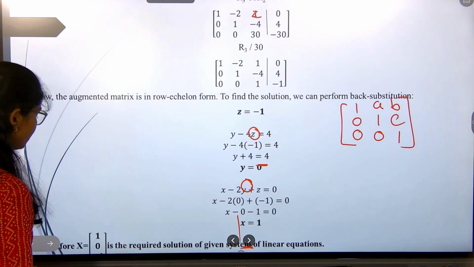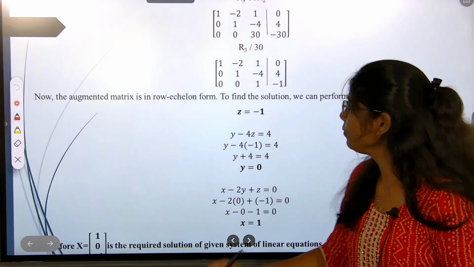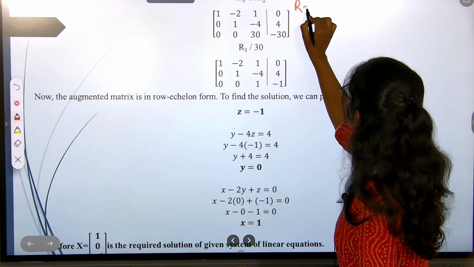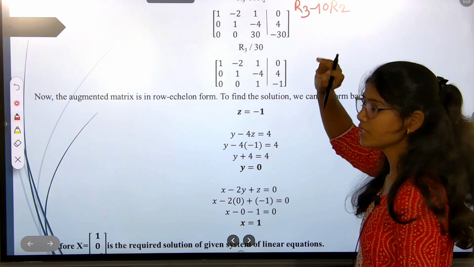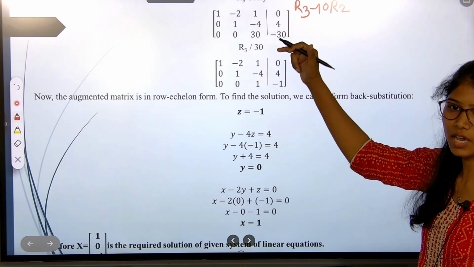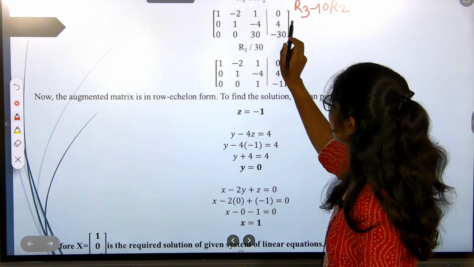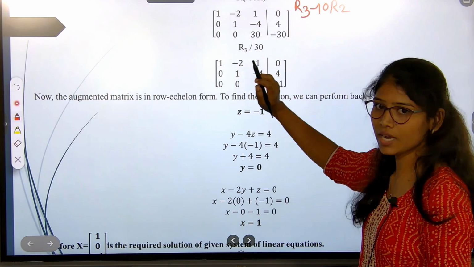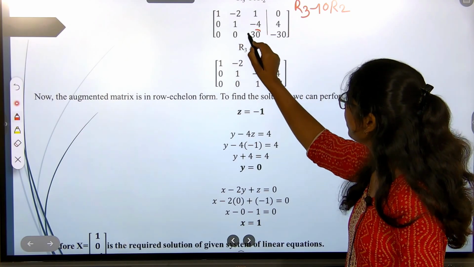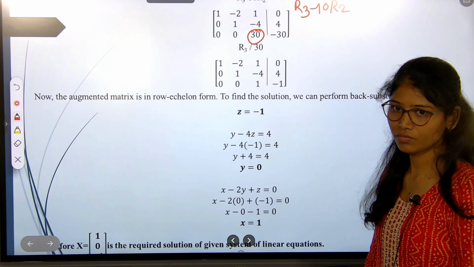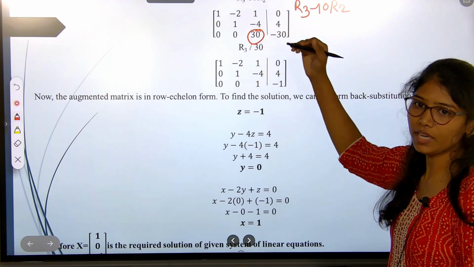So now we have to make this 10 as 0. For that, R3 minus 10 R2. Okay. So we are doing changes in R3. So write down R1 and R2 as it is, 1 minus 2 1 0, 0 1 minus 4 4, and just do changes in R3 using these row operations. Okay. After that we have to make this 30 as 1 for row echelon form. For that divide R3 by 30.